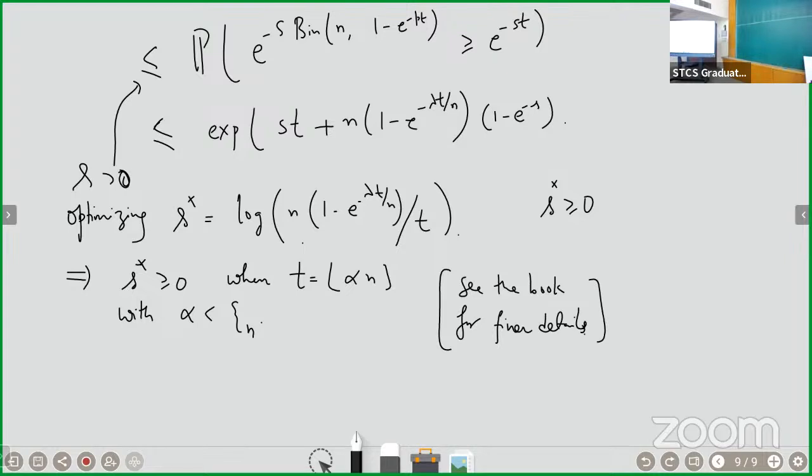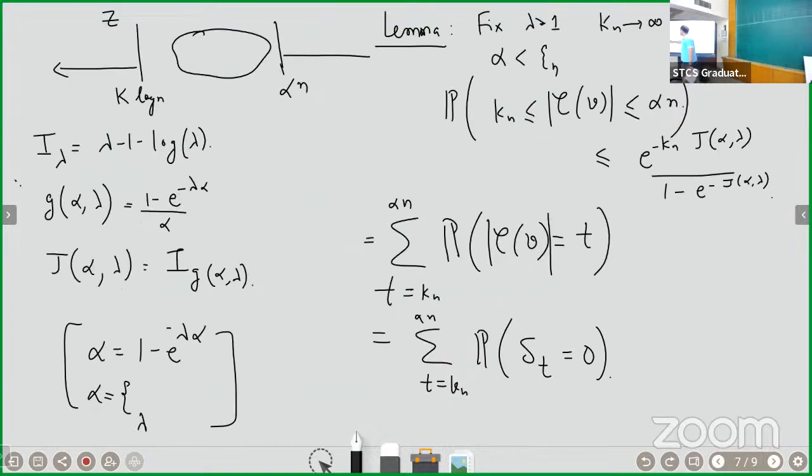But this is all pure algebra. Now we are good to go. What have we done? Once you plant this S star, this probability will end up being e to the minus t times I g of e bar n. But I've defined g before. Just plant this S star and you'll get this. And J alpha lambda is nothing but I G of alpha lambda. That's what my answer is going to look like.